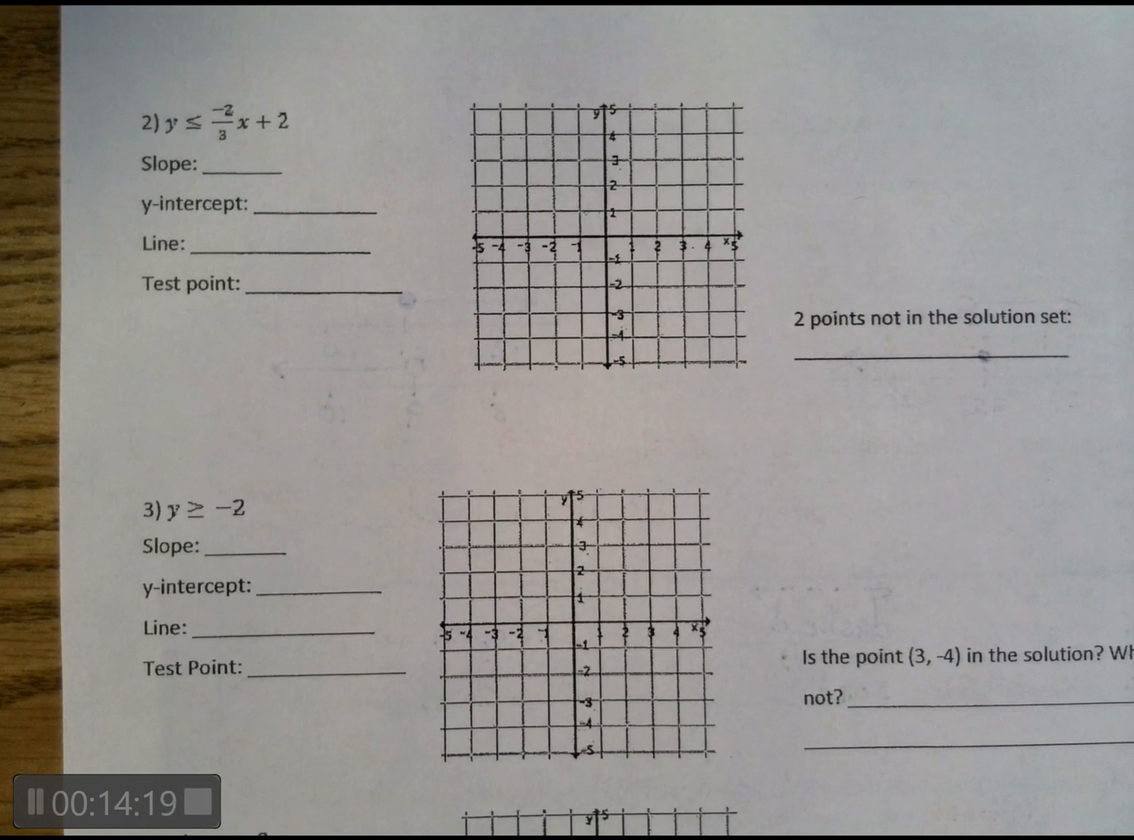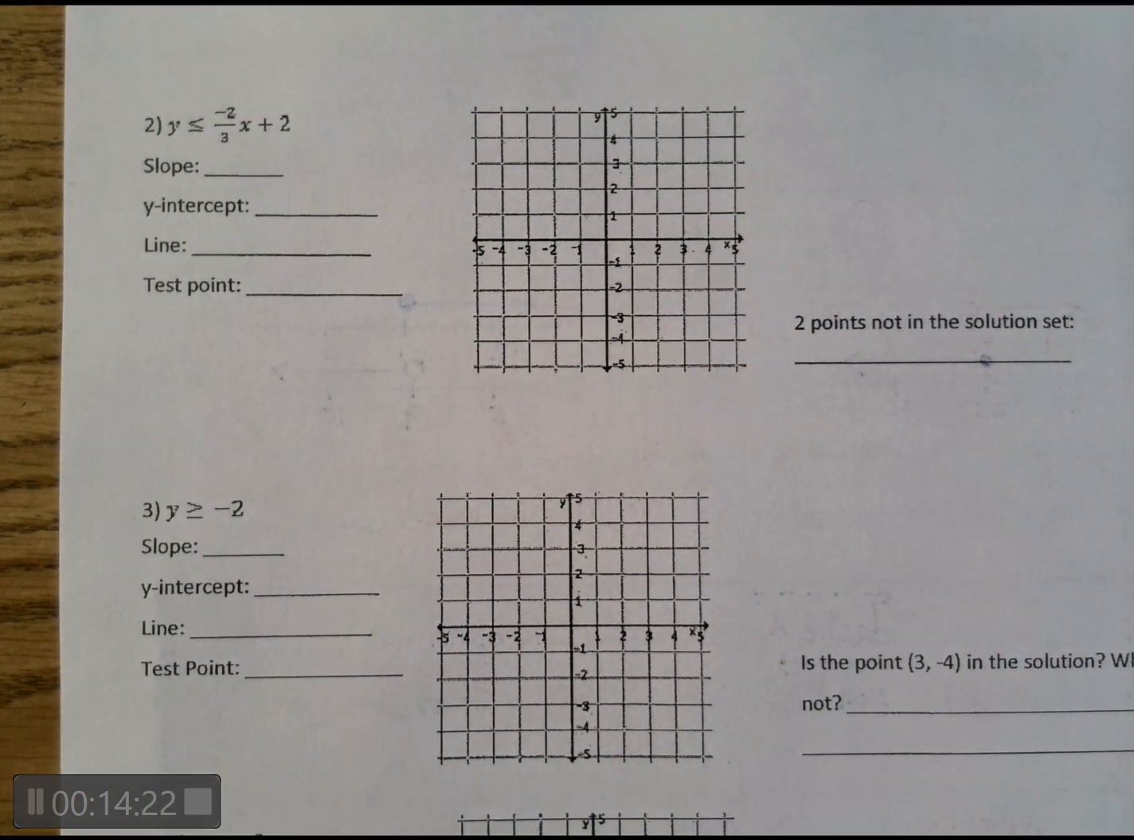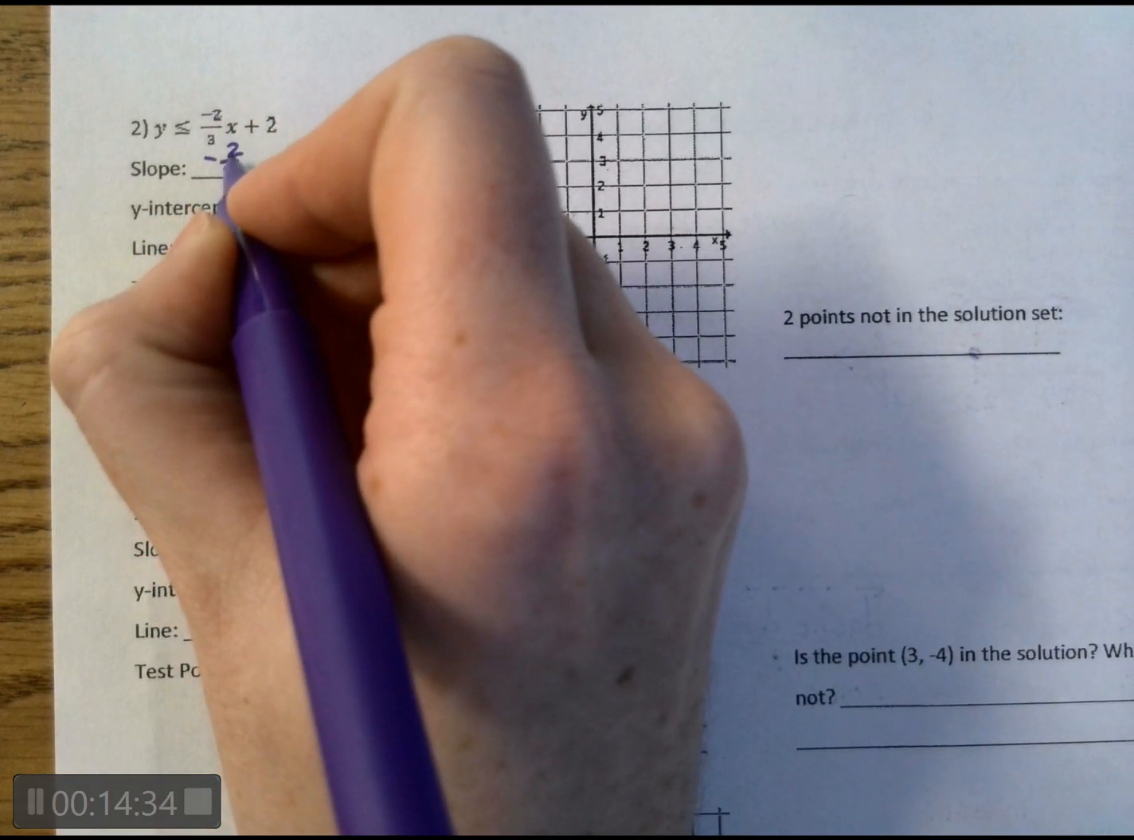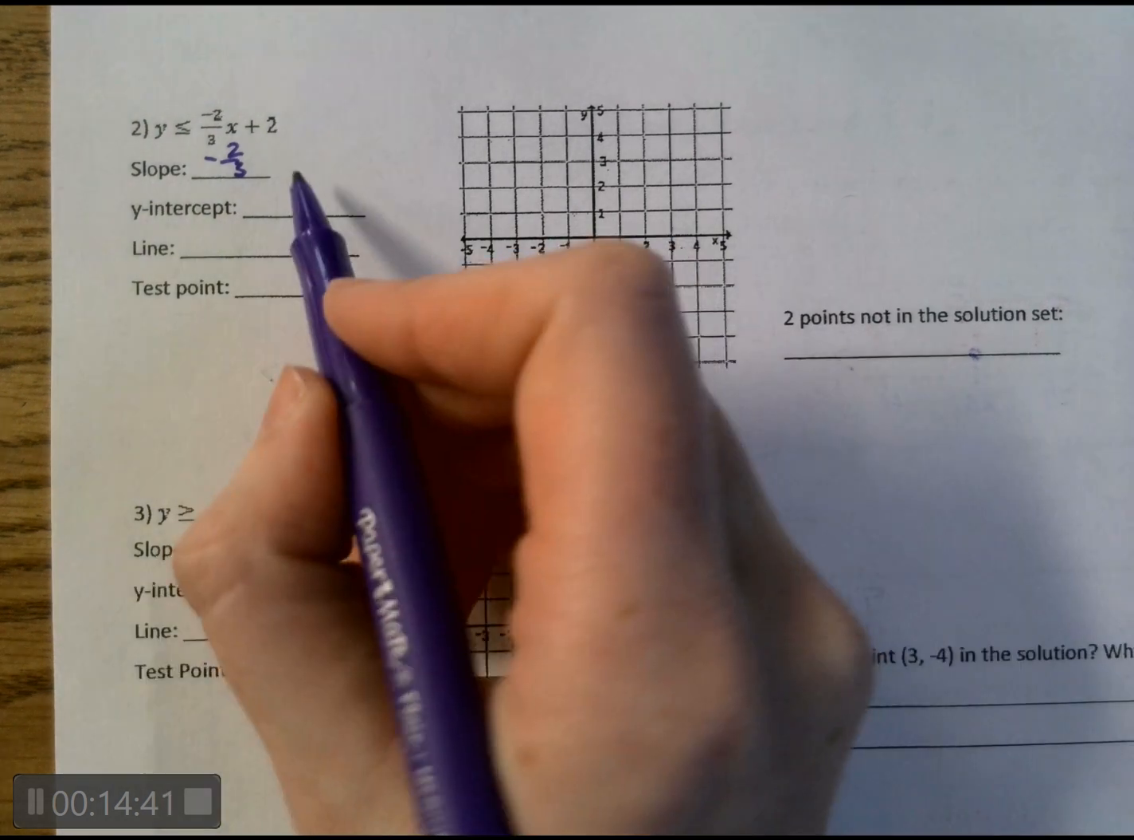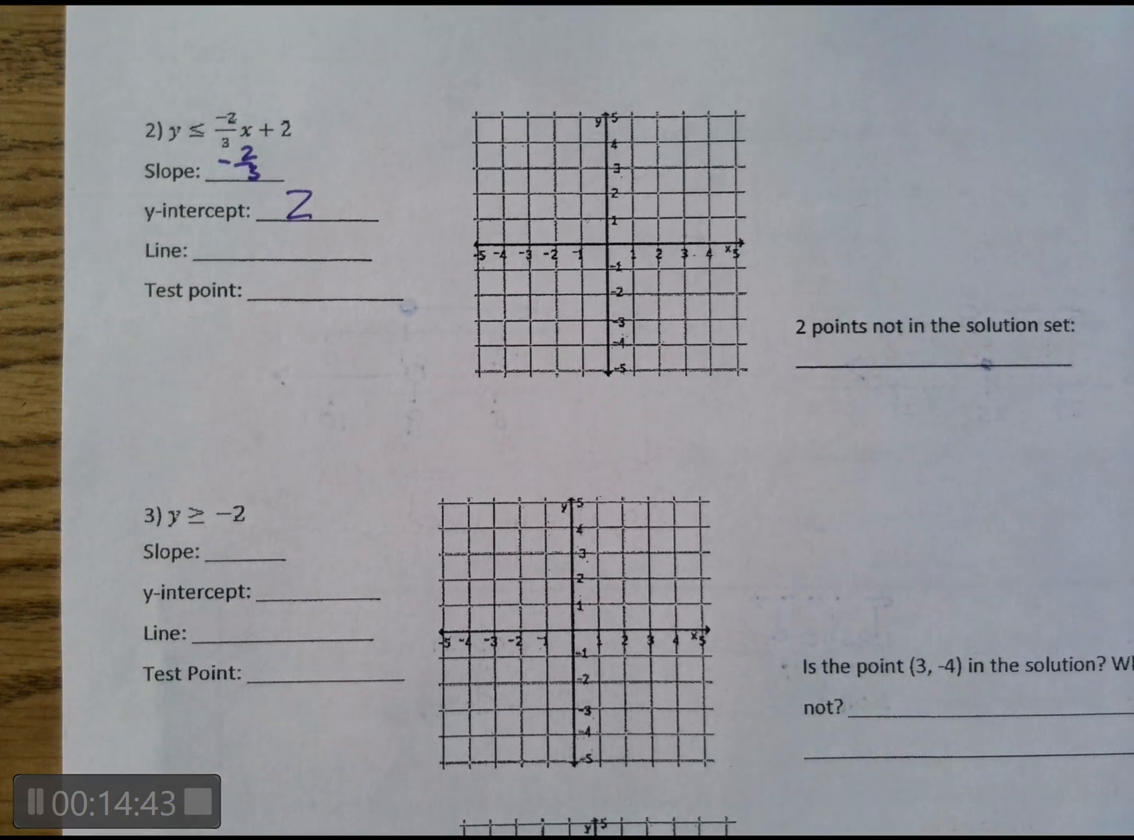Alright, so for number 2, y is less than negative 2/3 x plus 2. So what is my slope? My slope is negative 2/3, or negative 2 over 3. What is my y-intercept? It's 2. Good.